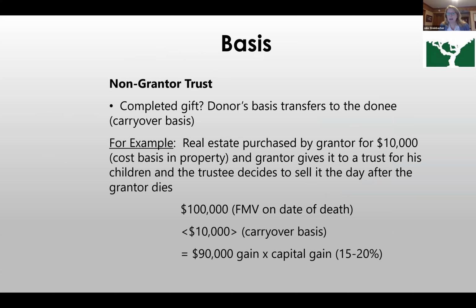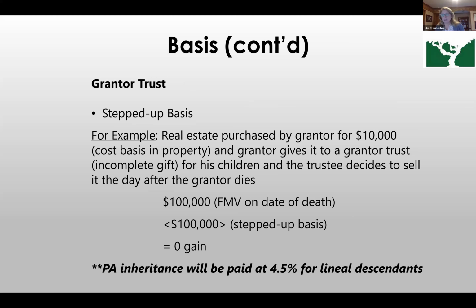So if I bought something for $10,000, and I put it in a trust, and the person passes away, and it's a non-grantor, and I decided to sell it, the fair market value at death is $100,000. So I have $90,000 of gain. I'm going to pay that tax. But if it's a grantor trust, I'm going to get a step up in basis, right? And so I'm going to pay zero capital gain. So it's really important that we think about these things.